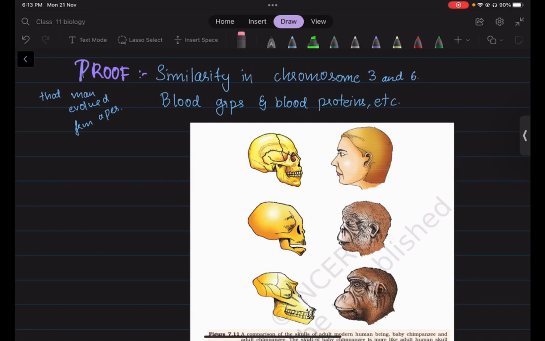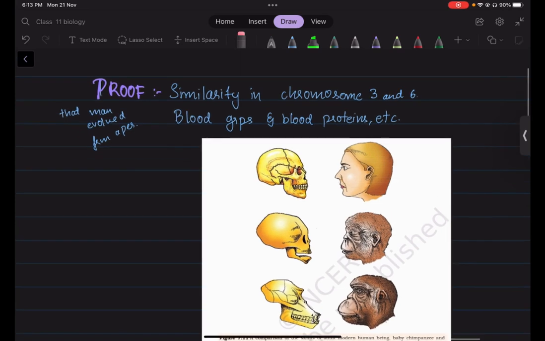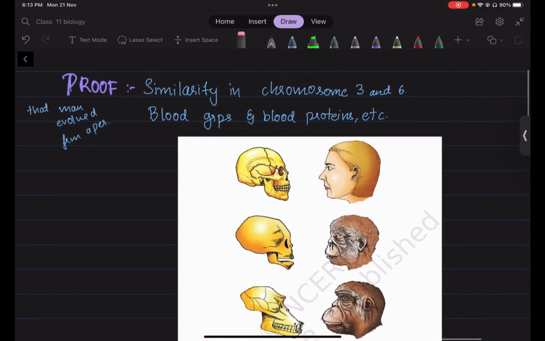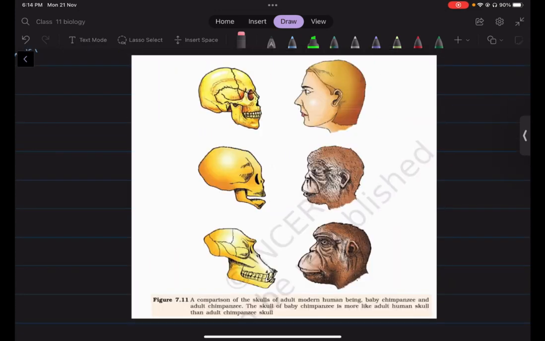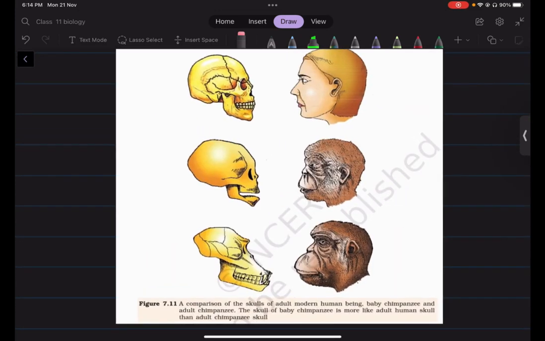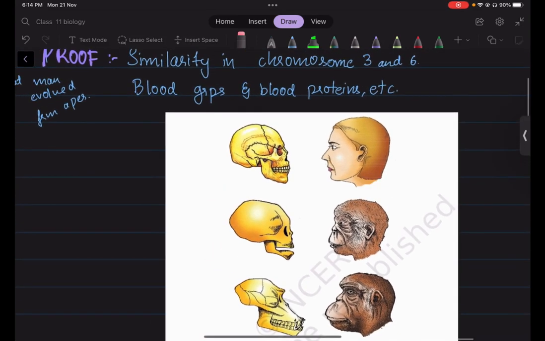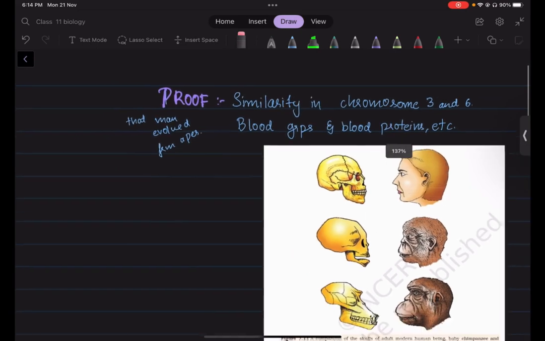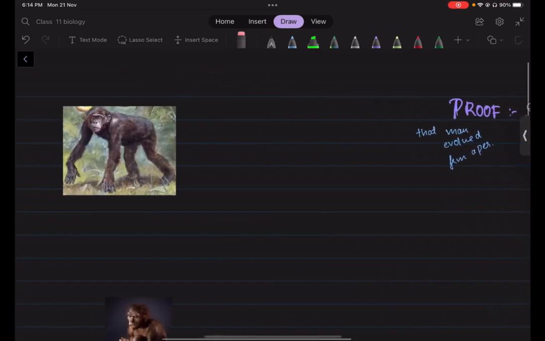First of all, there was similarity between the chromosomes of apes and humans. There was similarity between chromosome number 3 and 6, and also the blood groups and blood proteins were quite similar. And you can see here the skull of the baby chimpanzee and the human are more alike to each other than that of the adult chimpanzee. So this was another hint that humans basically evolved from apes, monkeys, such as chimpanzees.